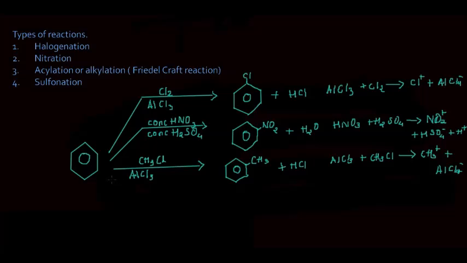The next reaction is acylation. This reaction adds an acyl group to the benzene. So suppose we want to add an ethanoyl group, we need the reagent ethanoyl chloride. So what's ethanoyl chloride? CH3COCl. Again we will here need the same catalyst, aluminium chloride. As similar to the earlier reaction, an ethanoyl group is added to the benzene.